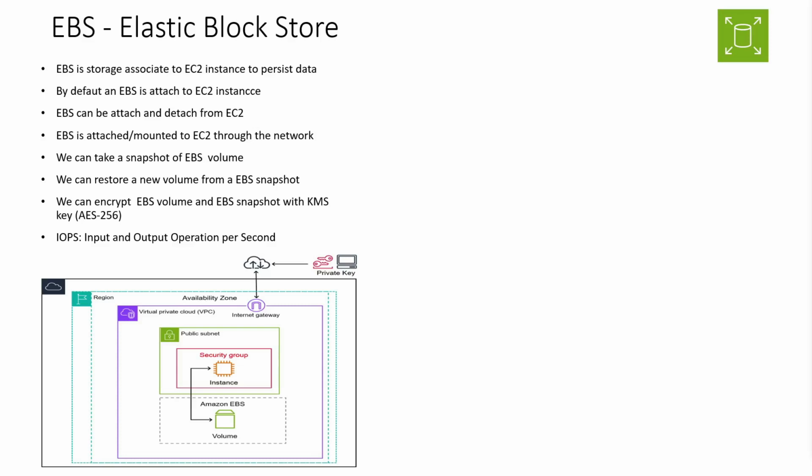The term IOPS stands for input and output operation per second. In this diagram, we can see that we have here the EC2 instance attached to an EBS volume through the network.